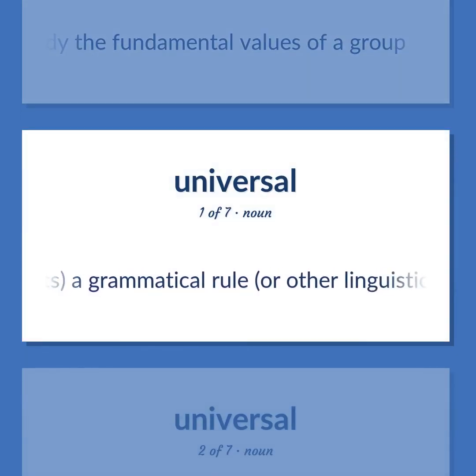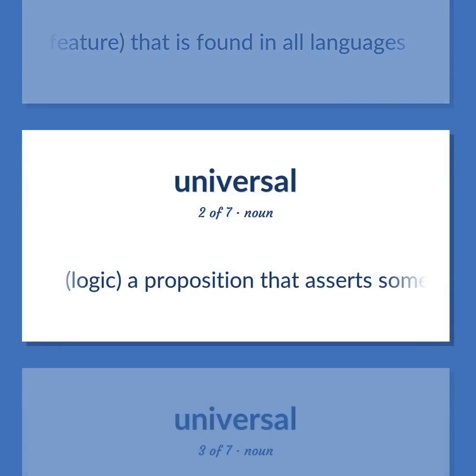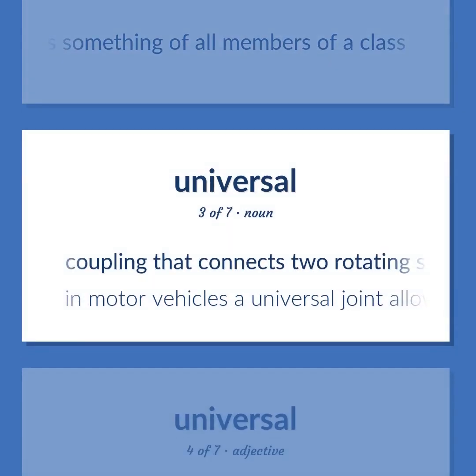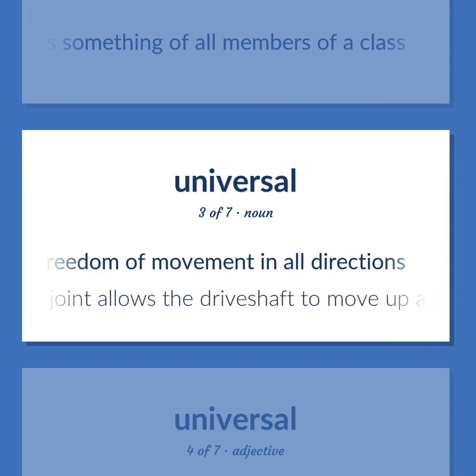Linguistics: a grammatical rule, or other linguistic feature, that is found in all languages. Logic: a proposition that asserts something of all members of a class. Coupling that connects two rotating shafts allowing freedom of movement in all directions. In motor vehicles, a universal joint allows the drive shaft to move up and down as the vehicle passes over bumps.